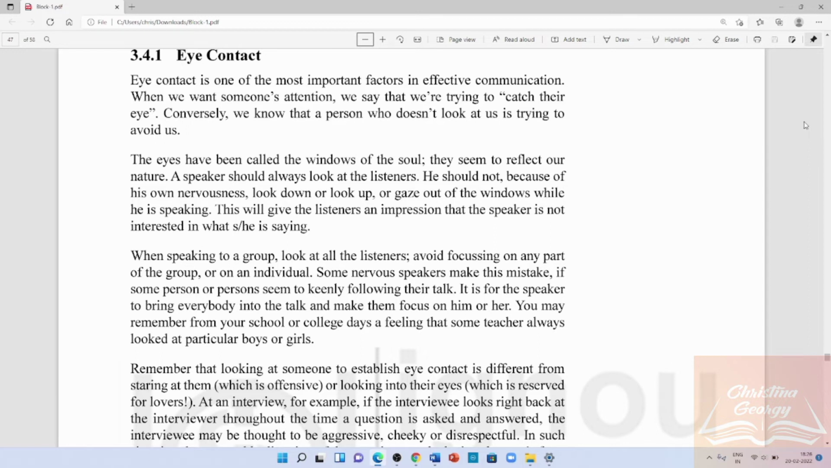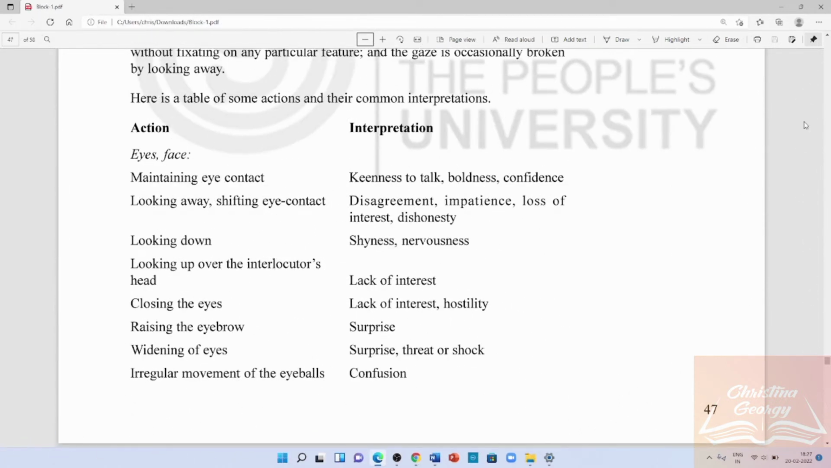You should not, because of your nervousness, look down or look up or gaze out of the windows while you are speaking. When speaking to a group, remember to look at the listeners. Avoid focusing on any part of the group or on an individual in particular. At the same time, remember that looking at someone to establish eye contact is different from staring at them. Staring could be considered offensive.